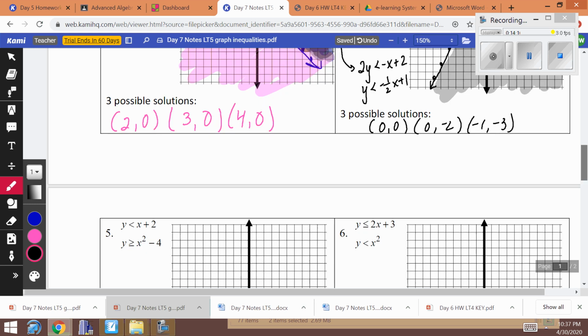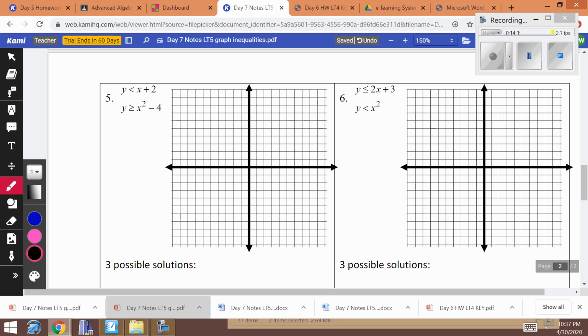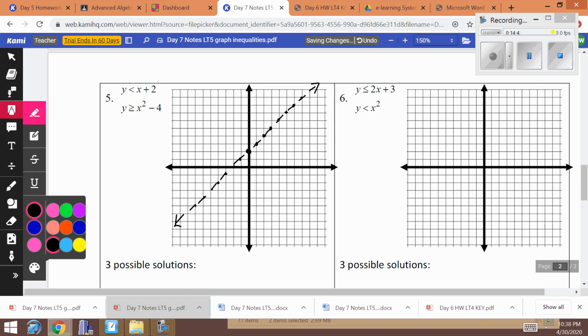All right, so let's try a couple more together. And again, I'll have you try some on your own as well. So looking at number 5 here, this one is a linear and a quadratic together. So I start up at 2 and I have a slope of 1. I like to fill them all in to make my graph look nice and neat here. And we have it as a dashed line. So again, if I'm going to shade this right away, less than is going to be below that line right there. So I'm going to shade everything underneath that line.